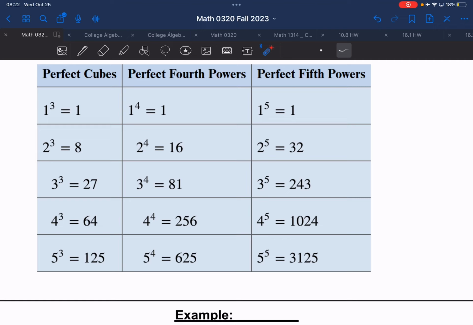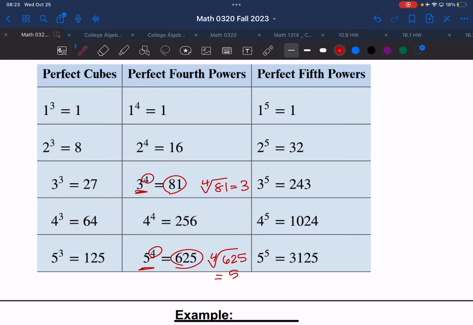Another way to look at this chart is this number could be inside of a radical. So this could be the fourth root of 81, and the answer is 3. So we can look at it in either direction. So 3 to the fourth equals 81 is the same as saying the fourth root of 81 is equal to 3. Same with this one down here. We can look at this 625 and this fourth root. So this is the fourth root of 625 is equal to 5.